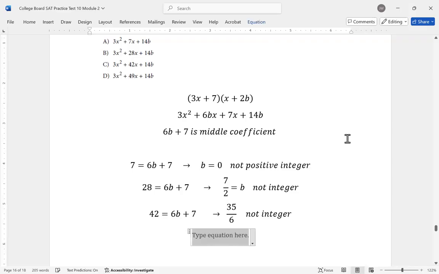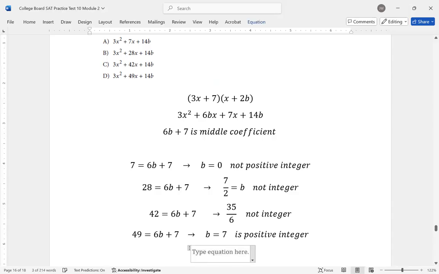And then what you would do is 49. Last, 49 equals 6b plus 7. If you do that, subtracting 7 would give you 42, divided by 6 would give you 7. You get b equals 7. That is a positive integer. And therefore, the only option that's going to work is D.